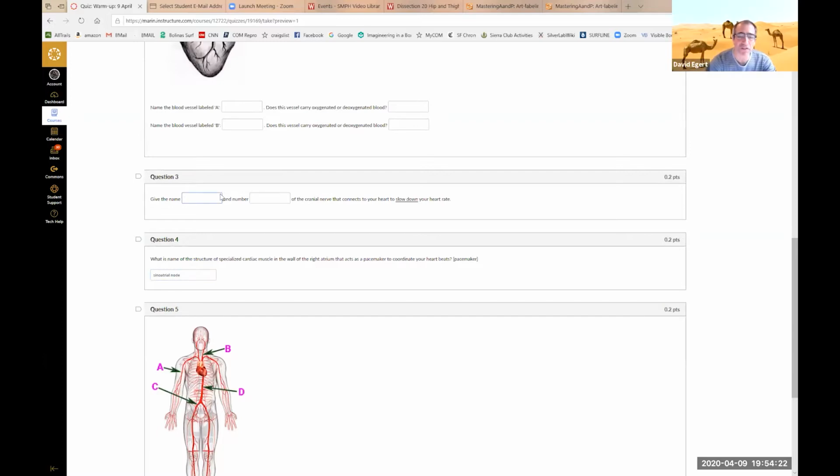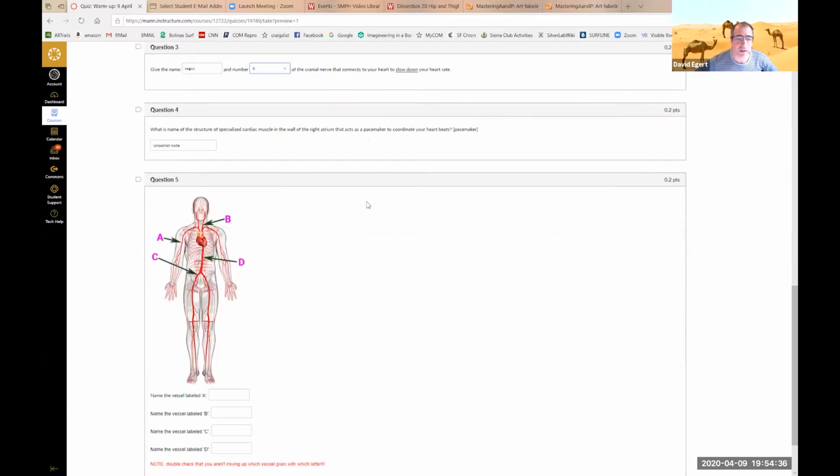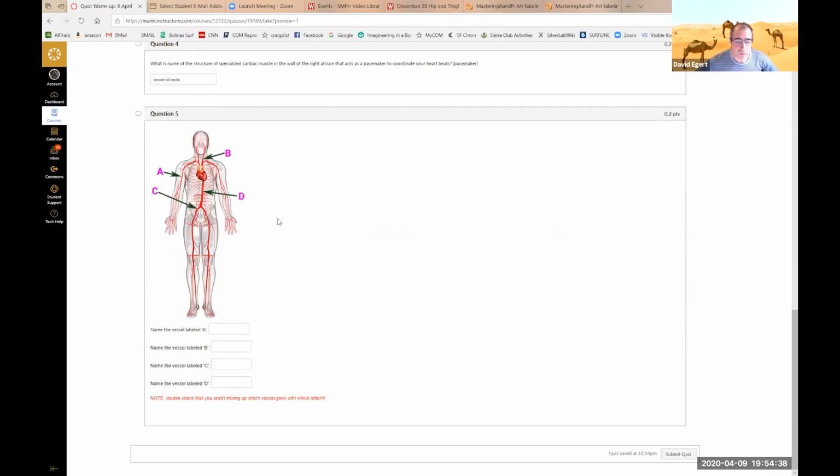Oh yeah, so the nerve that slows down your heart. Yeah, cranial nerve number 10. So vagus nerve, the wanderer coming from your head, slowing down your heart. And then finally, we have our little guy with some labeled vessels. What do we call this vessel that's going down his upper arm? Brachial artery. That's just going to be the brachial artery.